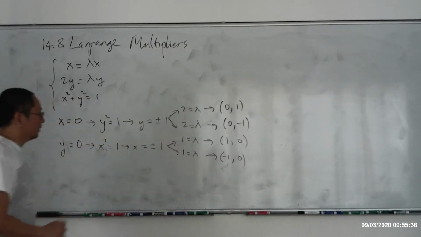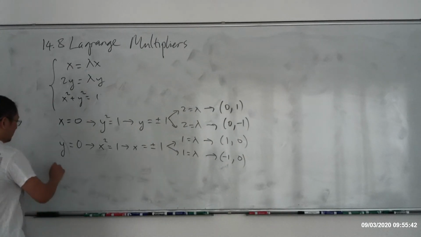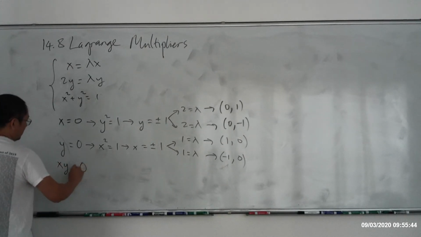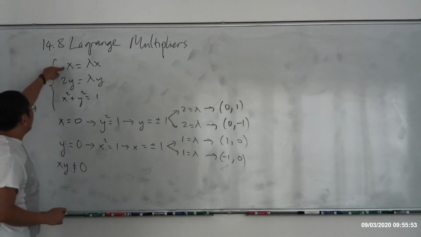I have 2 more points. What if both x and y are non-zero? Then I'll write this way: x times y is not 0. It means neither x nor y equals 0. Okay, both of them not 0.